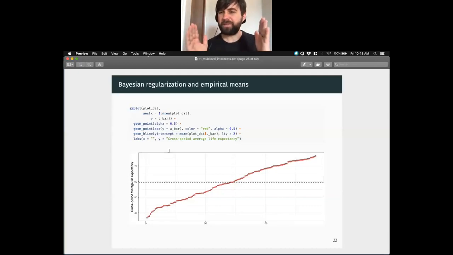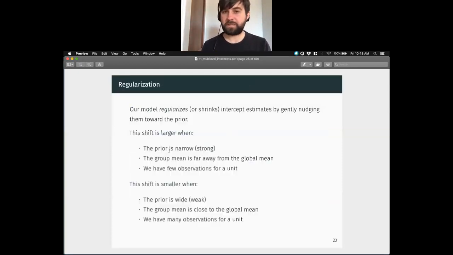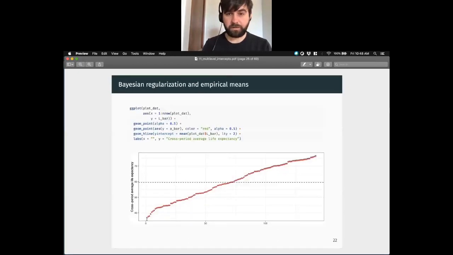So all of our observeds fall within that range. Prior is pretty broad, so our prior is not going to have a huge impact on shrinking estimates. It's going to have a small shift. But the shift is larger when the group mean is far away from the global mean, right? Which we see here and here. The further it is away from that prior, the more it's going to move.